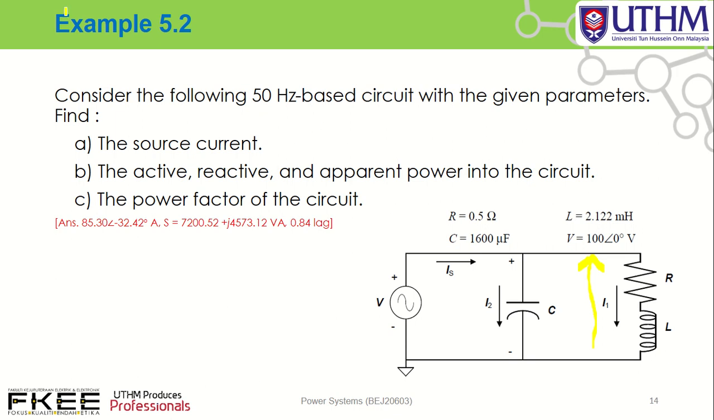So the question is, find the source current. Okay, where is the source current? This is the source current, IS. And number 2B, find the active, reactive, and apparent power into the circuit, which is the complex power supplied to the load. The last question, determine the overall power factor of the circuit.